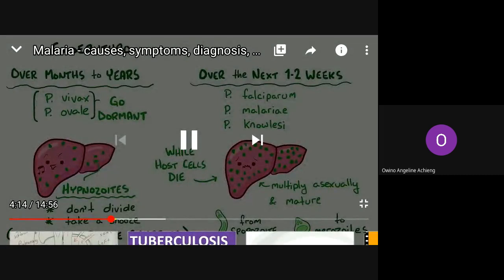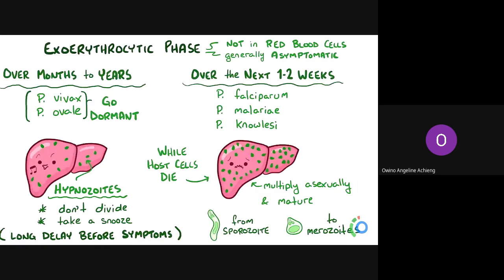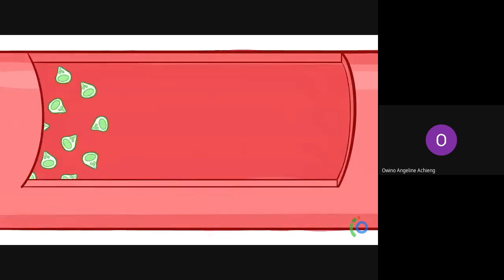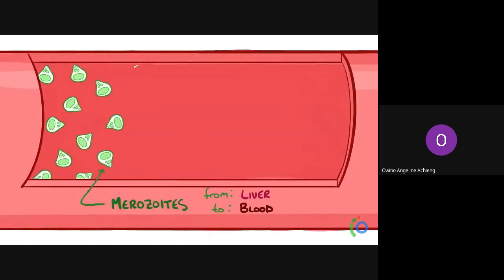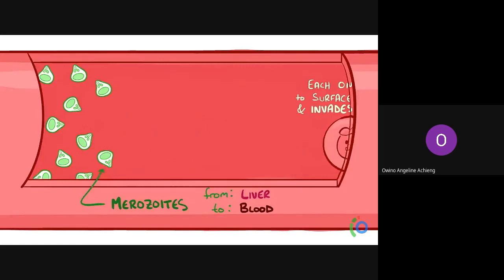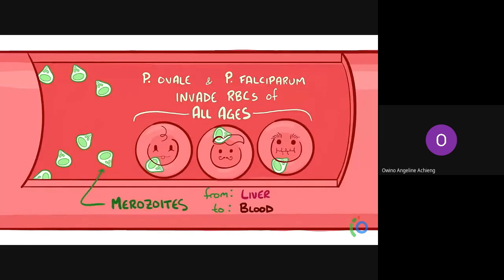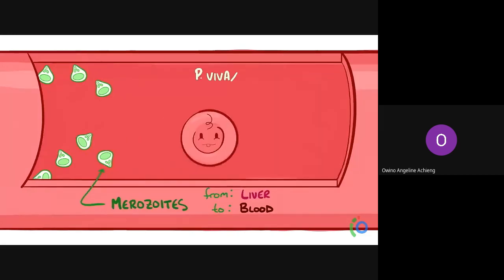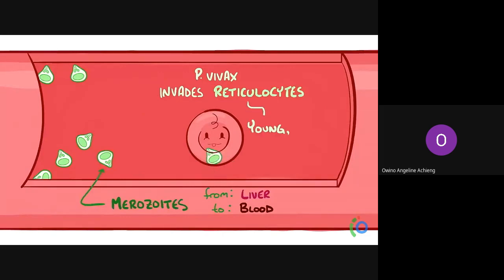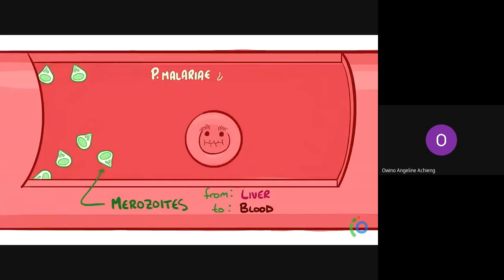This is called the exoerythrocytic phase because it happens outside of the erythrocyte, or red blood cell, and it's generally asymptomatic. The merozoites are then released into the blood, and each one binds to a surface receptor and invades a red blood cell. Plasmodium ovale and Plasmodium falciparum invade red blood cells of all ages, whereas Plasmodium vivax prefers to invade reticulocytes, which are young, immature red blood cells. And Plasmodium malariae and Plasmodium knowlesi prefer to invade older red blood cells.